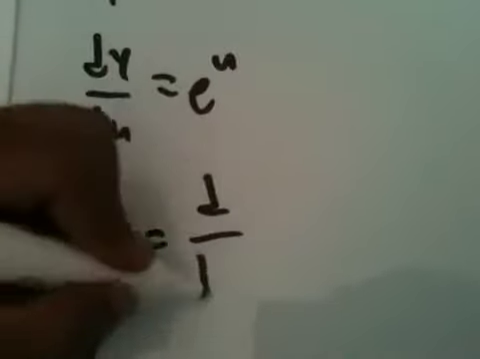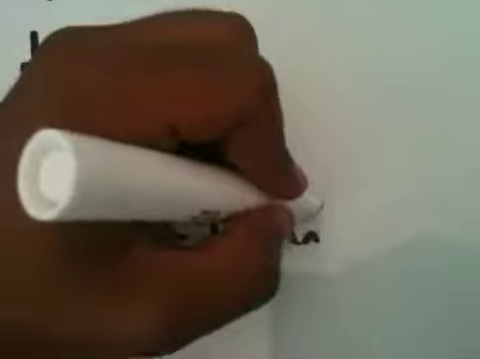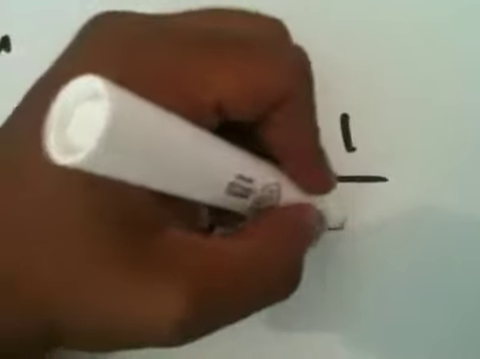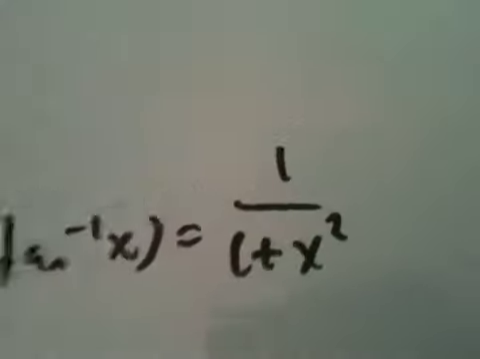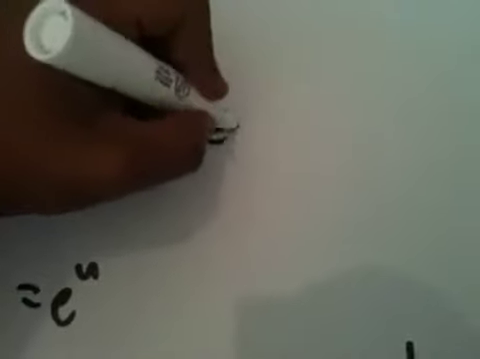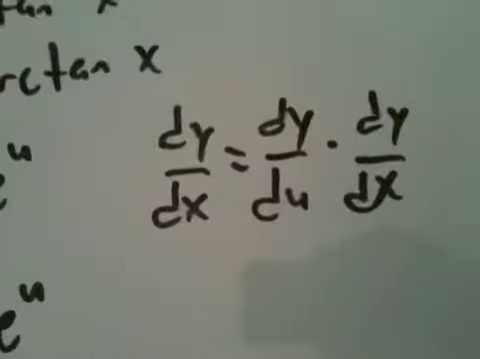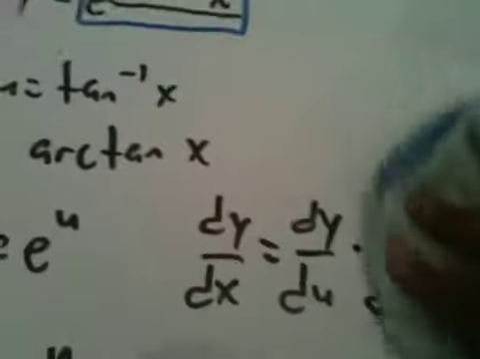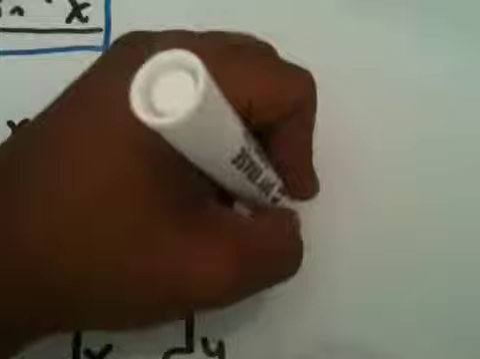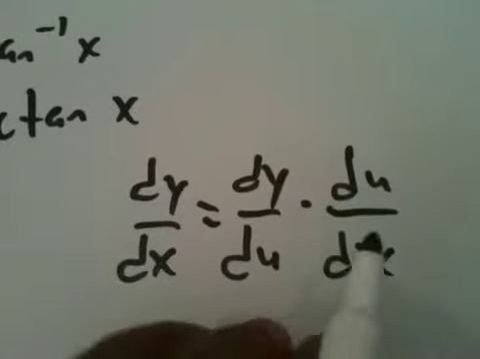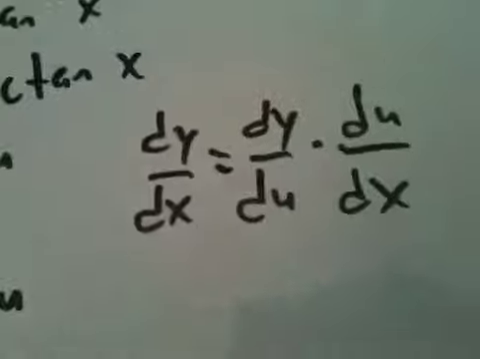So we have d/dx, the derivative with respect to x, of the inverse tangent of x, and that's just going to be 1 over 1 plus x squared. And so we multiply the two together, so we get dy/dx, which is equal to dy/du times du/dx. Excuse me, that should have been du/dx. And in case you don't see it, if you treat these as just normal fractions, the du's will cancel out, and so you still get dy/dx that way.